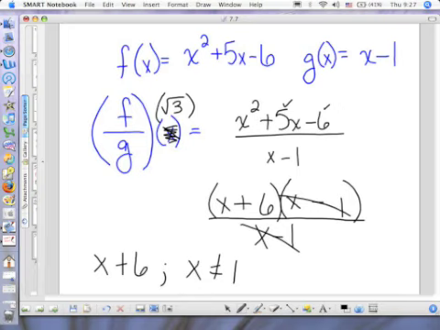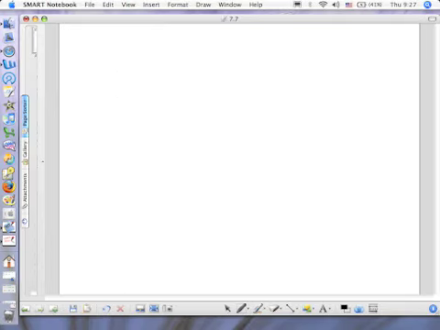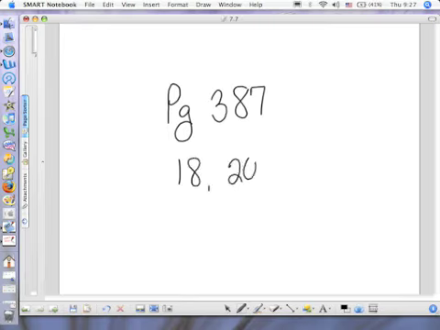Now, tonight, you're not going to be actually plugging anything in here and getting an actual number solution. You're going to be adding, subtracting, multiplying, and dividing. Your homework assignment is on page 387. You have number 18, number 20, and number 22. And you may say, wow, that's only 3 questions. Actually, it's going to be 12. Because for each one of these, you're given 2 functions. And you're going to have to add them, subtract them, multiply them, and divide them. Okay? So you have 12 things you have to do tonight.